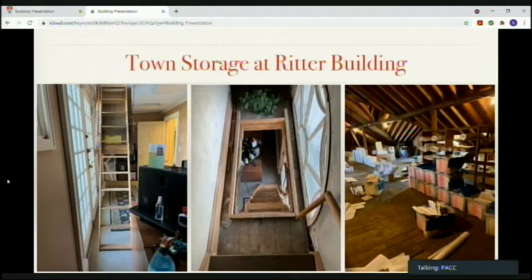It's similar to the hatch that many people have in their homes. By no stretch does this comply with any kind of OSHA standard, but as you see, this is how staff are coming up and down these stairs. It's certainly not an ideal situation, especially for our employees who've been at the town for well over 20 years.